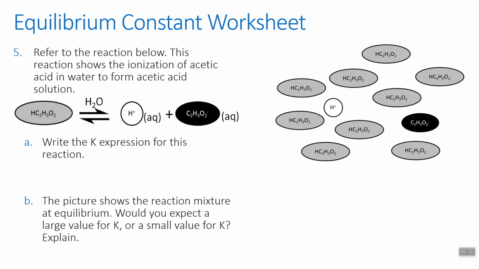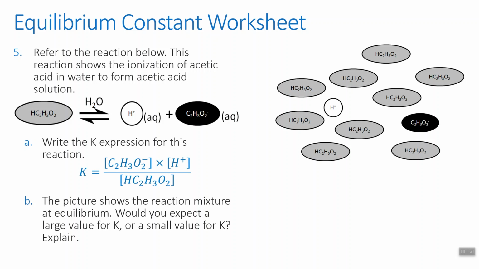So in number 5, we have the ionization of acetic acid to form an acetic acid solution. So if you put acetic acid in water, it's going to break apart into H plus and C2H3O2 minus, acetate. So we can start by writing our K expression here. Notice that I include charges. These are aqueous, so I need charges on those.